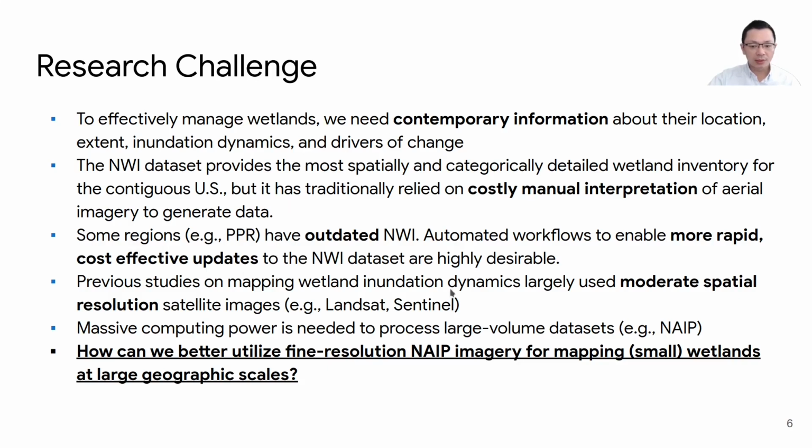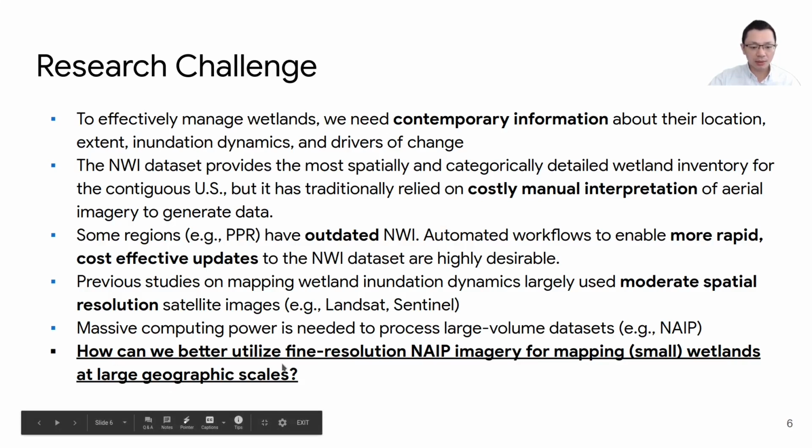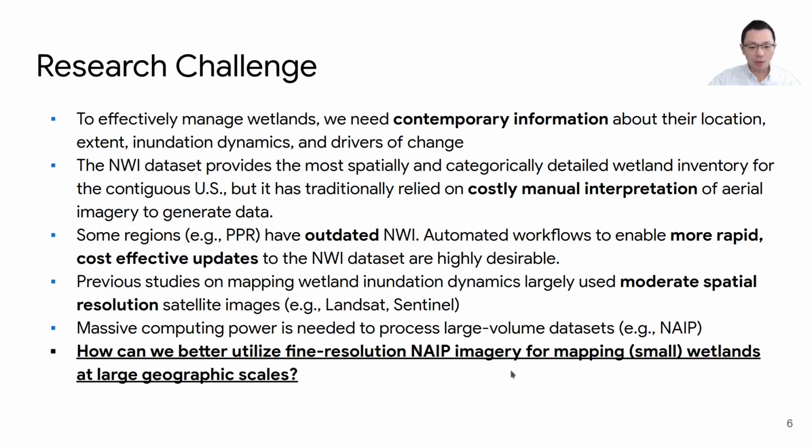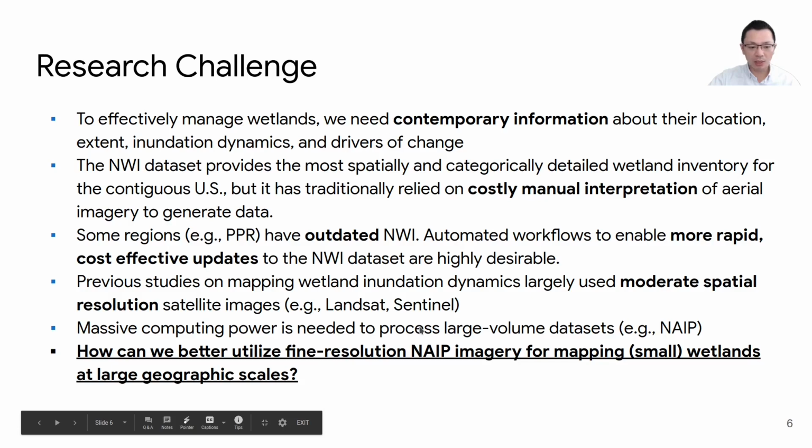We also have Landsat data, the JRC Global Surface Water, but it has limited spatial resolution and also misses some of these small wetlands. And as I mentioned earlier, the median size is only 2 Landsat pixels. So most of the wetlands were not captured in that dataset. So how can we utilize the fine resolution NAIP imagery to map small wetlands at large geographic scale?